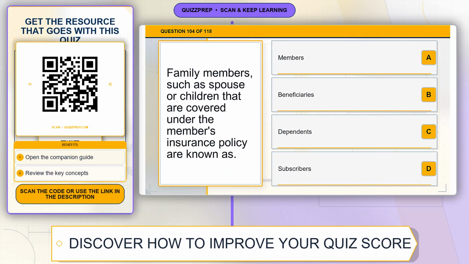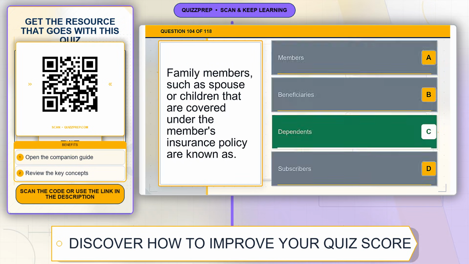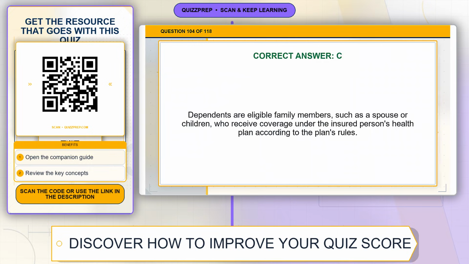Question 104. Family members, such as spouse or children that are covered under the member's insurance policy are known as: Option A, members. Option B, beneficiaries. Option C, dependents. Option D, subscribers. The correct answer is option C, dependents. Explanation: dependents are eligible family members, such as a spouse or children, who receive coverage under the insured person's health plan according to the plan's rules.